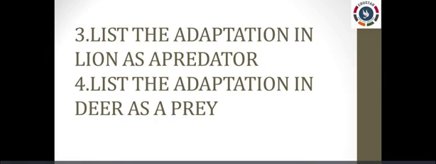Then list the adaptations of a deer as a prey. This also I explained to you, it's there in your book. Read and find it out. So you can find all these answers in your book. Read your book, find the answers and write in your own words in your science homework note. Once school reopens, I'll correct it. So do your homework.